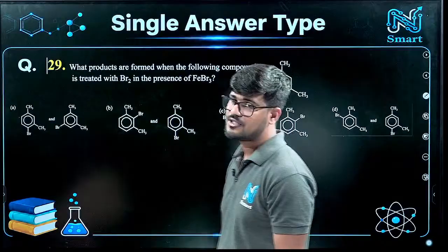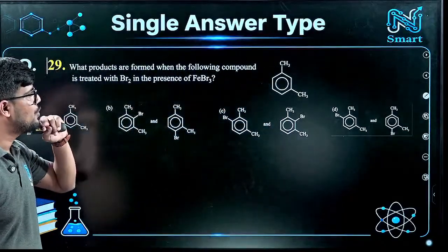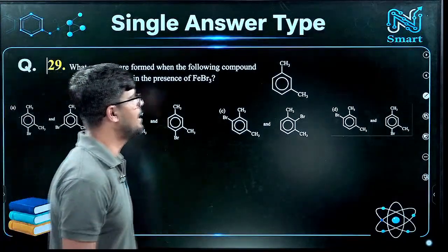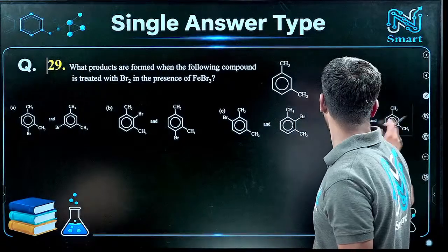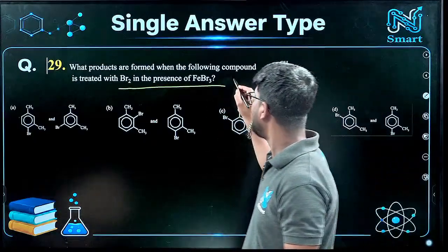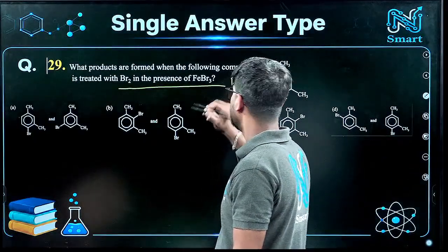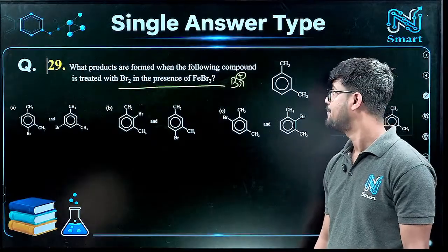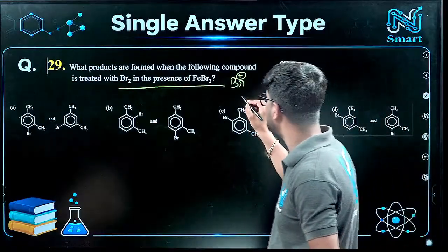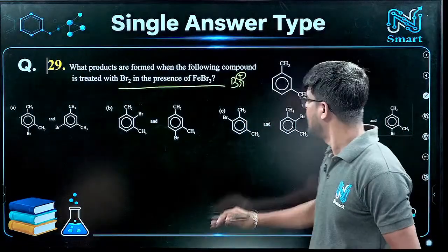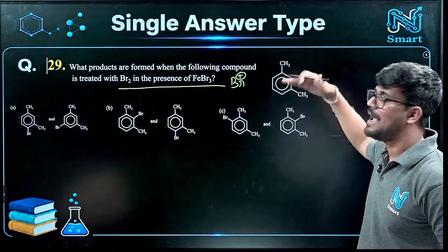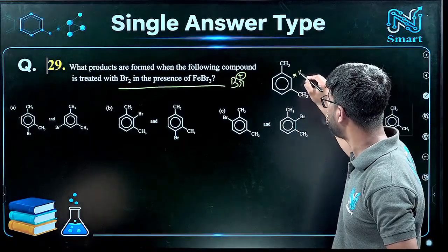Next, this is the last question, 29th question. So you have to find out which one will be the correct product. And here what we are adding, Br2 in presence of FeBr3. So basically it will give Br plus, electrophilic substitution reaction, right? It is an electrophile. Now just check, electrophile means it wants electron. Now this is our reactant, in which case we will get maximum electron density. So here we will get maximum electron density.